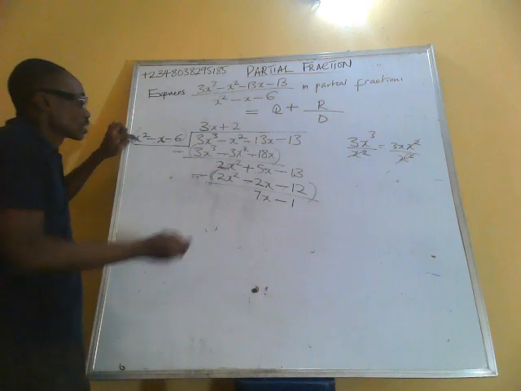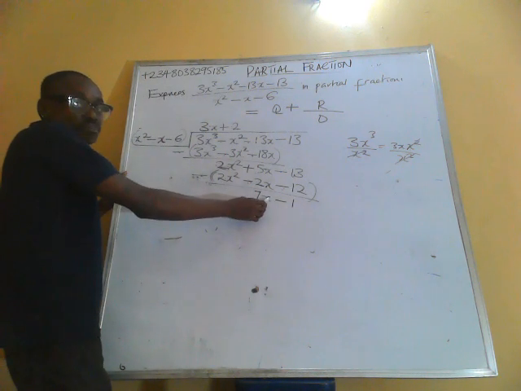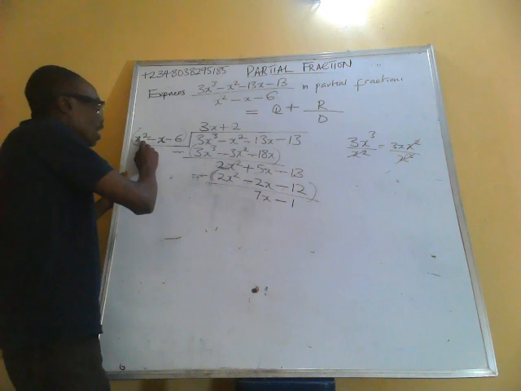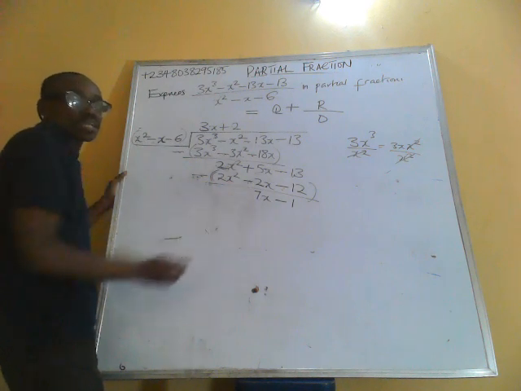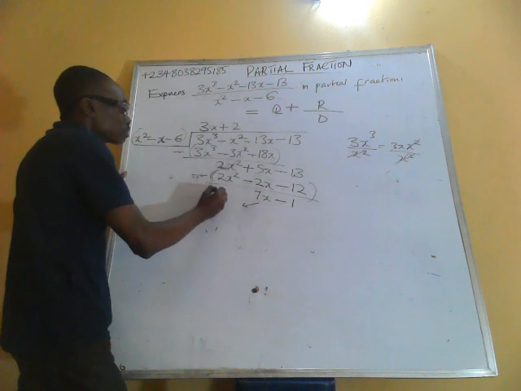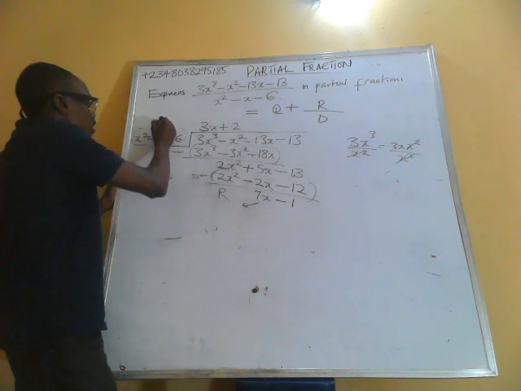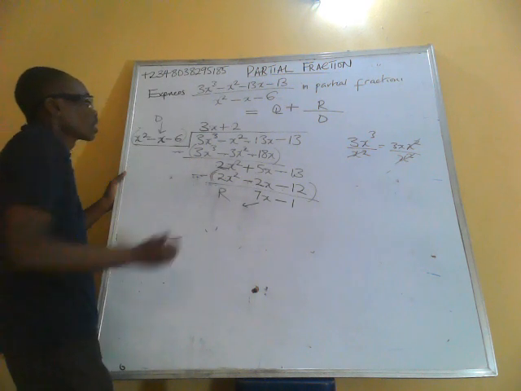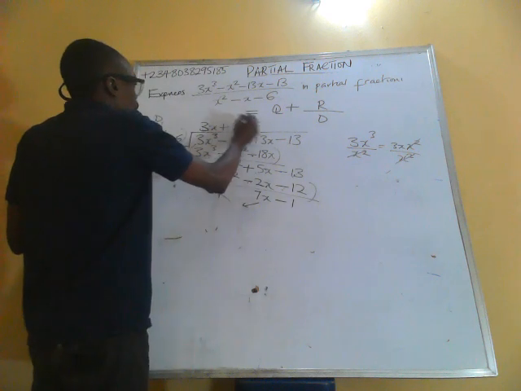At this point, the power here is smaller, so x squared cannot go into 7x anymore. So this is our remainder, this is our divisor, and this is our quotient.